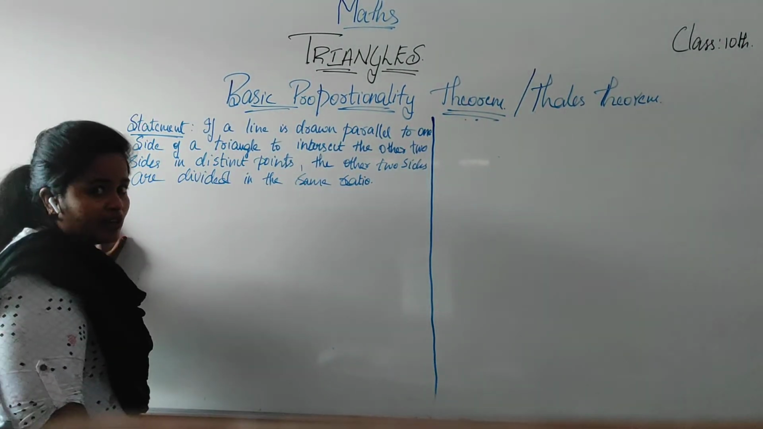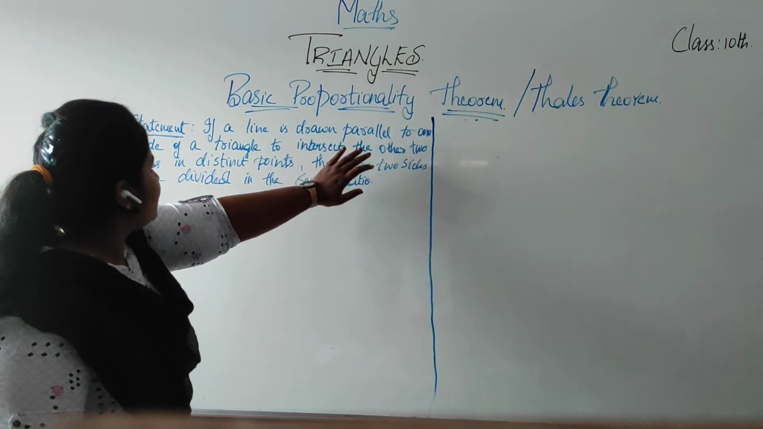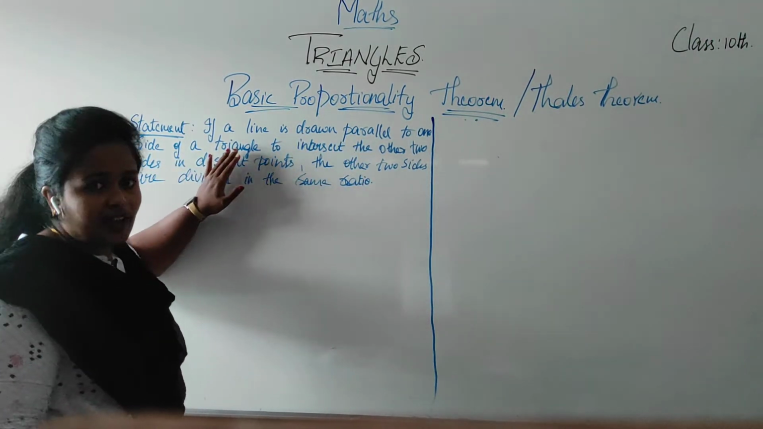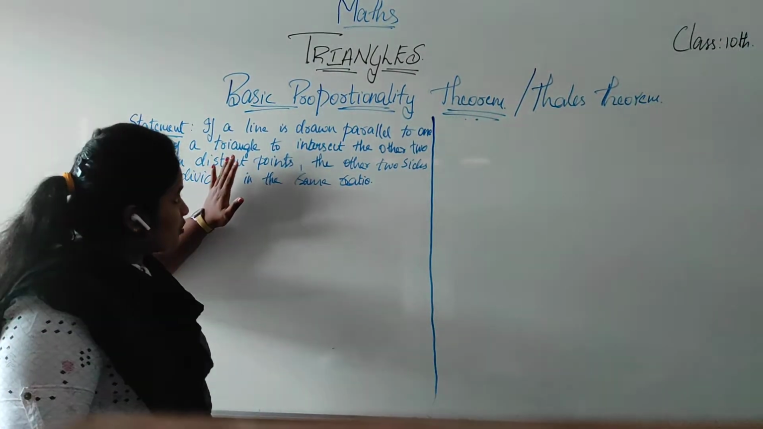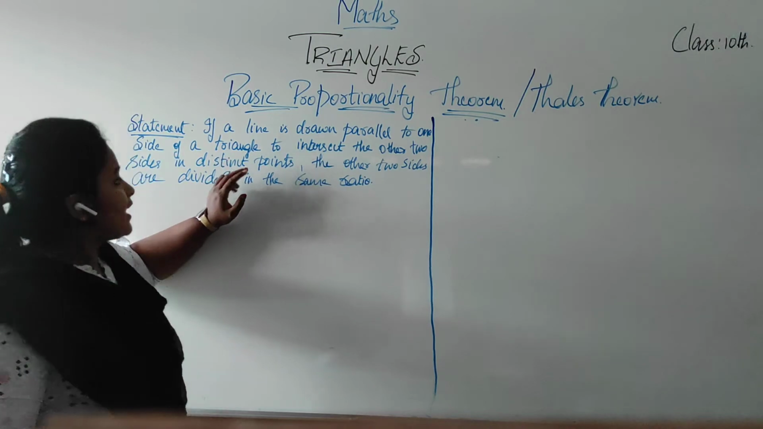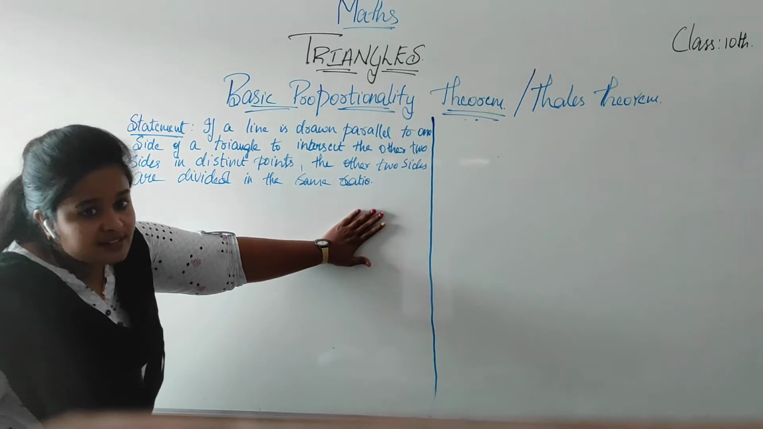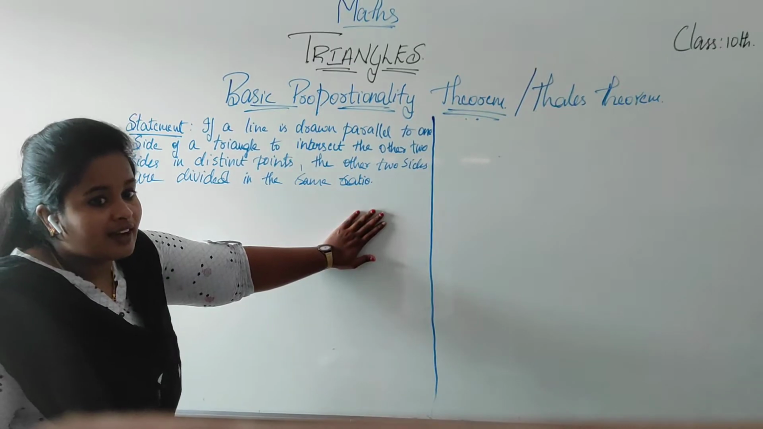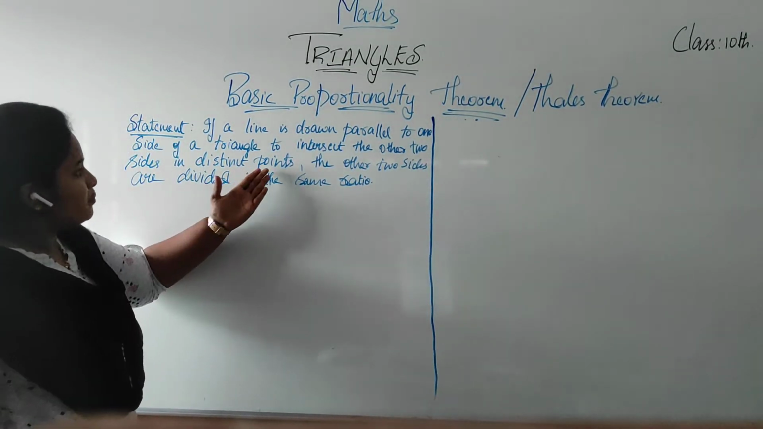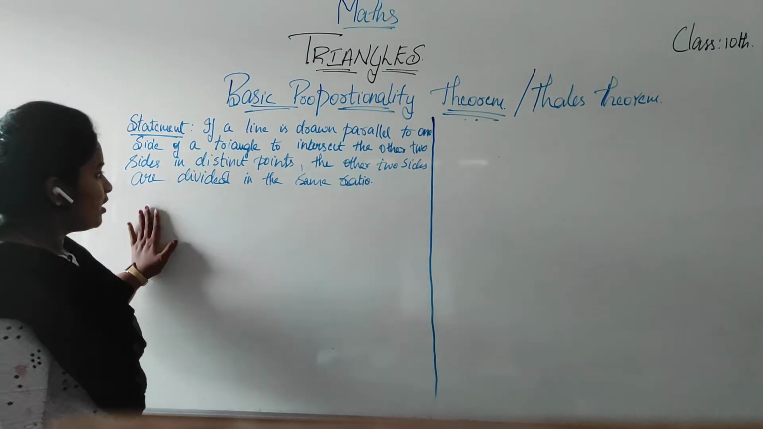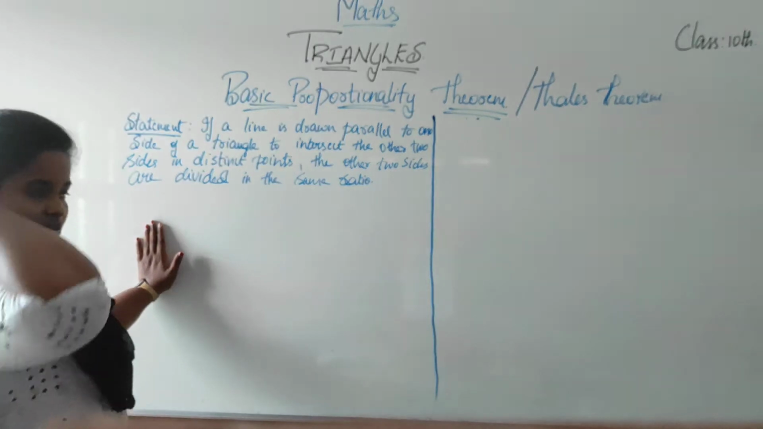The statement of this theorem is: if a line is drawn parallel to one side of a triangle to intersect the other two sides in distinct points, the other two sides are divided in the same ratio.